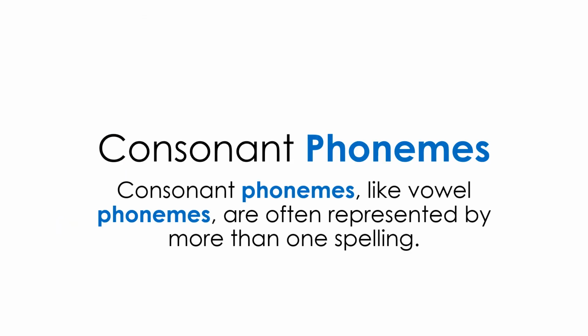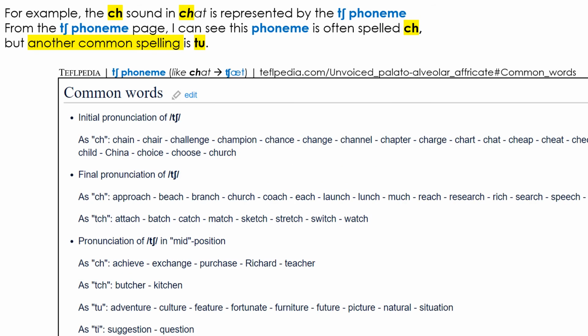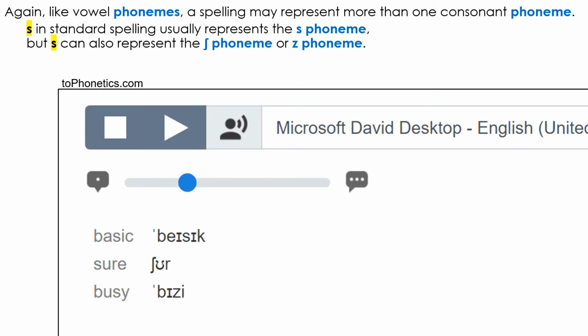Consonant phonemes. Consonant phonemes, like vowel phonemes, are often represented by more than one spelling. For example, the ch sound in chat is represented by the ch phoneme. From the ch phoneme page, I can see this phoneme is often spelled ch, but another common spelling is tu, like adventure, culture, feature. Again, like vowel phonemes, a spelling may represent more than one consonant phoneme.